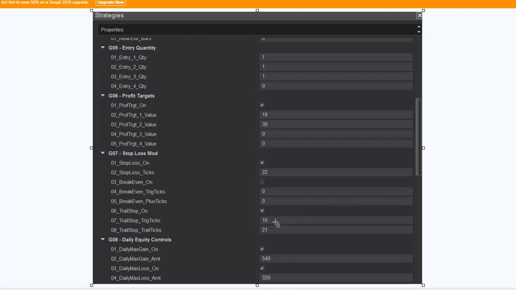Trail stop triggers after 16 ticks, trails by 21, which works out pretty good, keeps you in the trade. And then we're going for a 540 goal and 320 loss. So let's look at the trade setup that we did on NQ today.